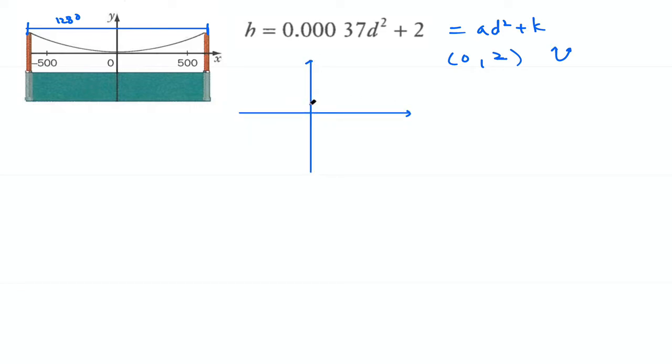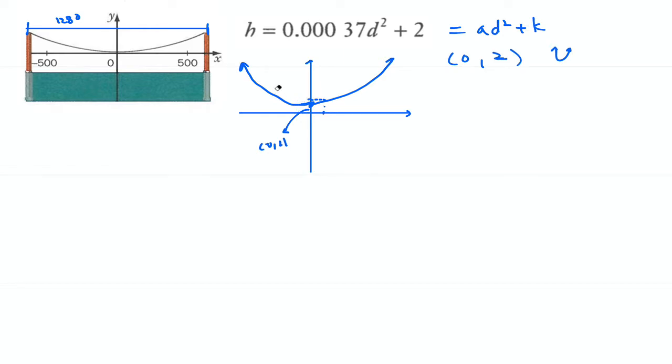It's going to be (0, 2), right? And when d is equal to 1, right, you get 0.00037 plus 2. So it's going to be really small, but really it's going to look something like this, okay? Okay, so we know that the vertex here is going to be (0, 2), and the next point, which is very, very close to here.